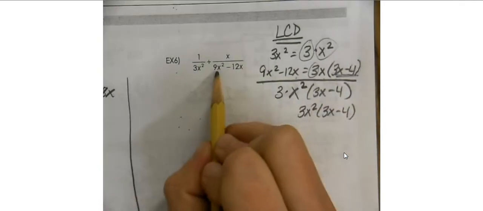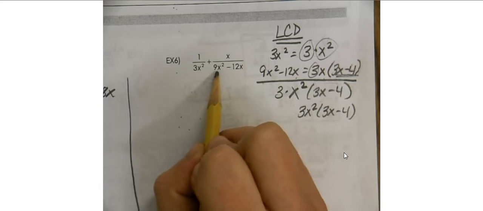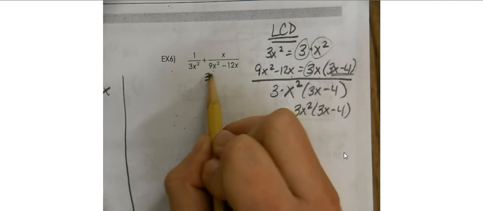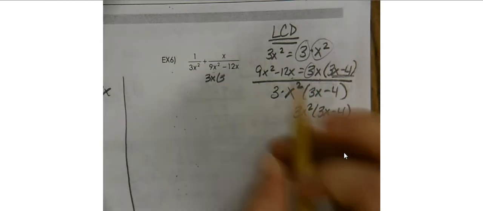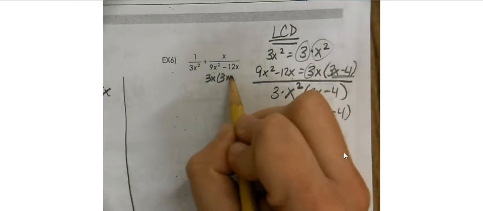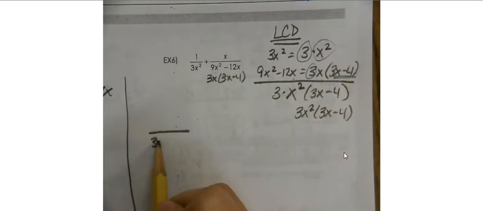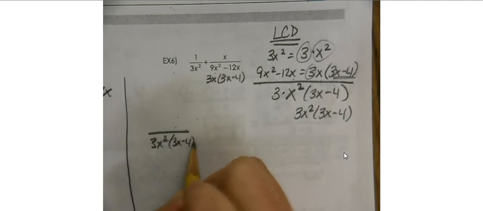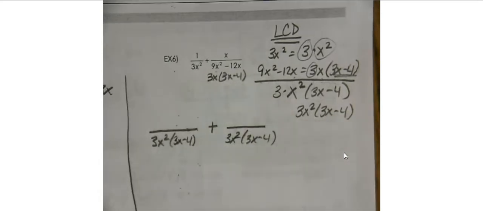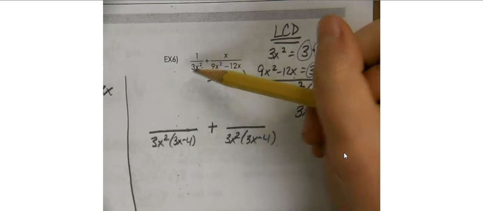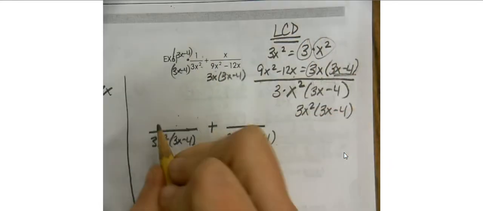So I recommend rewriting the 9x squared minus 12x in its factored form. That'll give you an idea of what you really need to multiply the top and the bottom of this fraction by in order to change it into a 3x squared times 3x minus 4. So I'm going to write 3x squared times 3x minus 4 plus 3x squared times 3x minus 4. That is my common denominator. And in order to change 3x squared to be a 3x squared times 3x minus 4, I need to multiply the top and the bottom by 3x minus 4. I'm going to put 3x minus 4 into parentheses. 1 times 3x minus 4 is simply 3x minus 4.